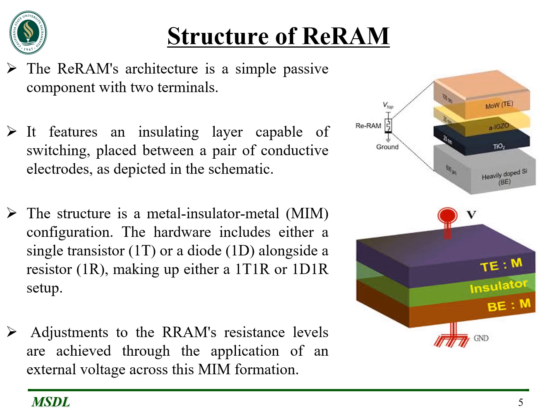Structure of ReRAM. ReRAM is typically structured in a metal-insulator-metal setup. Simply, we call it the MIM setup. It consists of two conductive electrodes separated by an insulating layer that can switch state when voltage is applied, and the hardware includes either one transistor one resistor or one diode one resistor. Simply, we call it 1T1R or 1D1R.